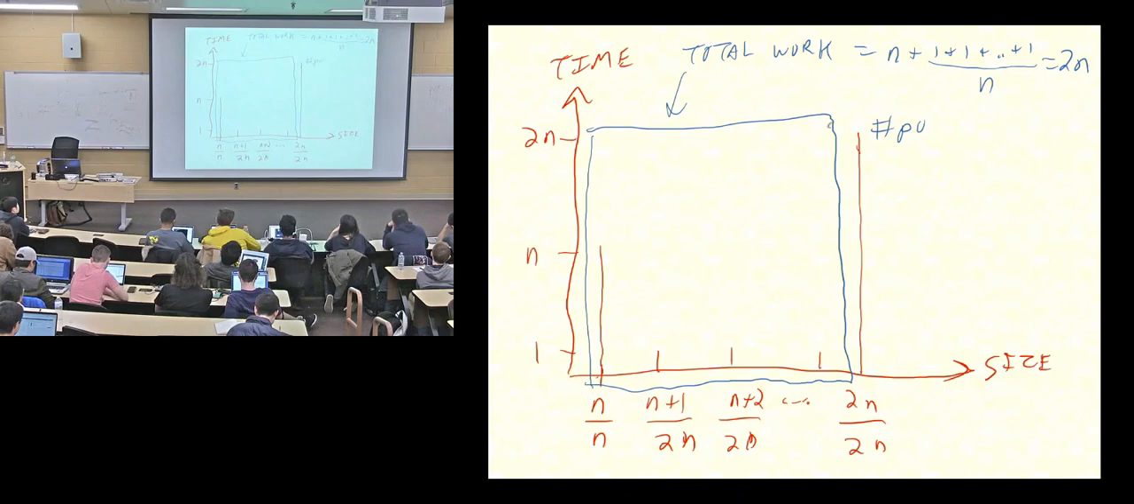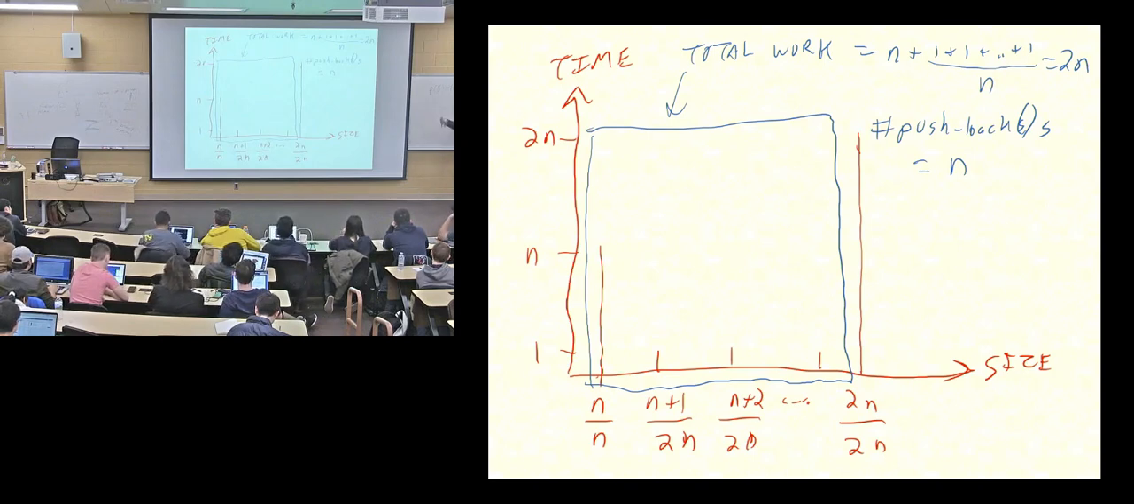How many pushbacks was I able to do? N, right? I was able to go from n out of n to n plus 1 out of 2n to n plus 2 out of 2n. I was able to finish n more pushbacks. So what's the, not average, amortized cost of pushback?